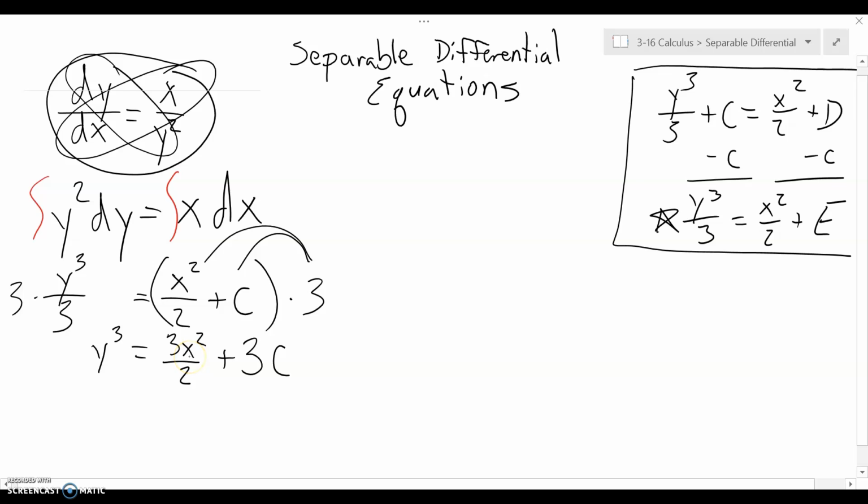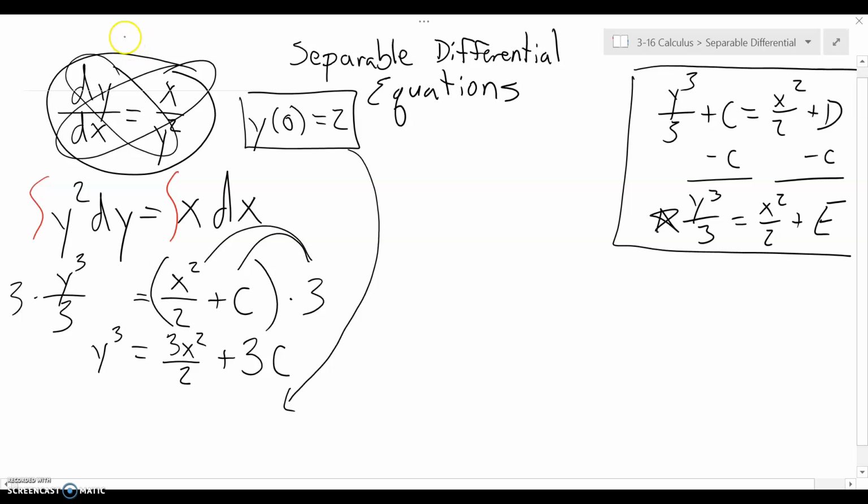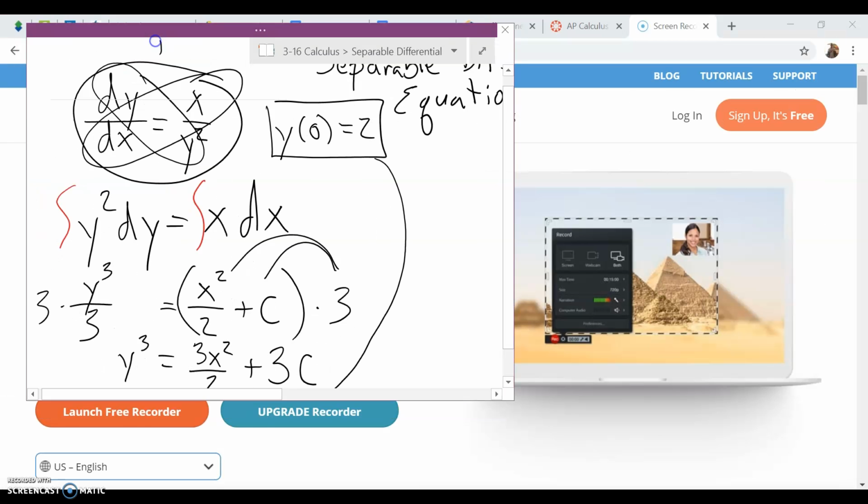I'm obviously going to take a cube root, but in order to solve for c, I also need to be given an initial condition. And I think in the video I made for the first one, we did y of 0 is 2. So let's use that initial condition, that same one that we used on the slope field. So if I take the 2 and plug it in for y, this is going to be using the initial condition to solve for c. And that's how these things come. They come packaged as one part.